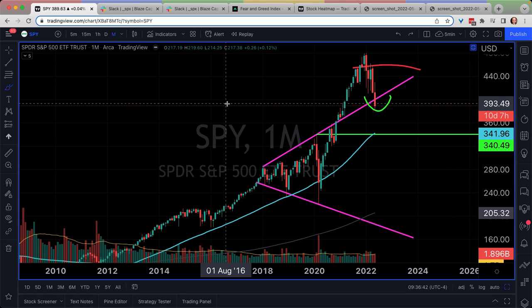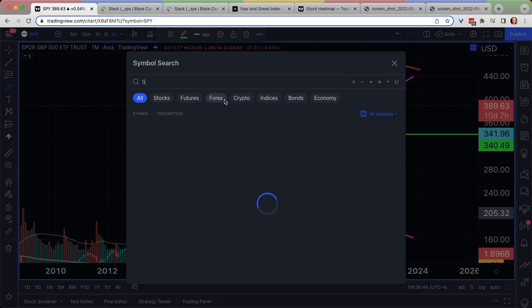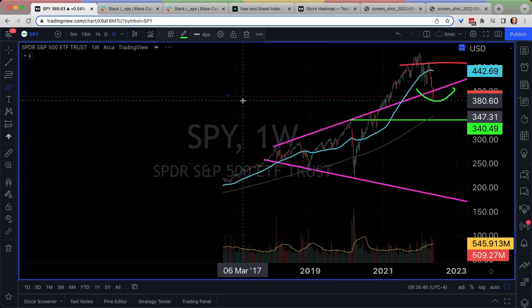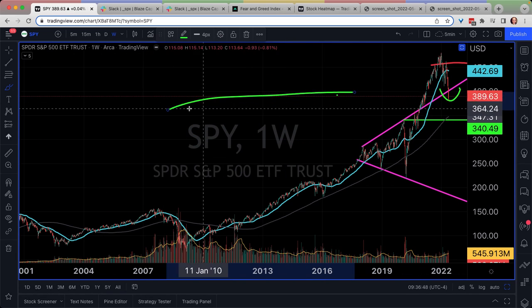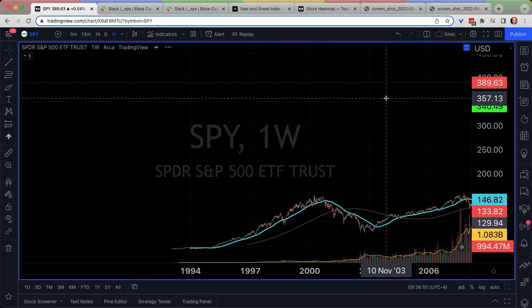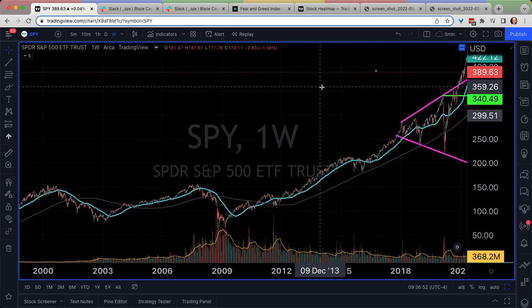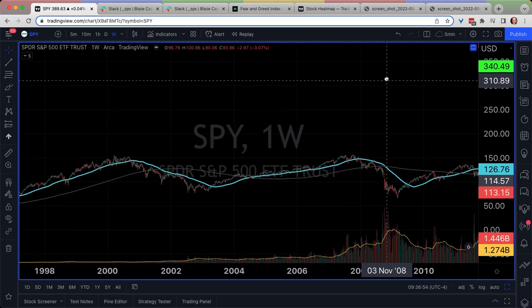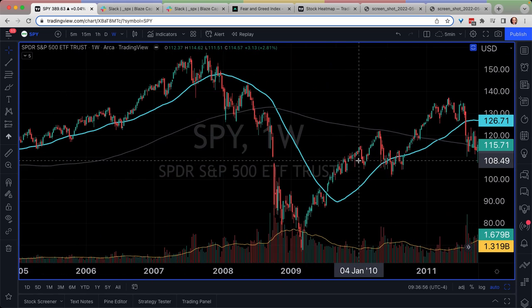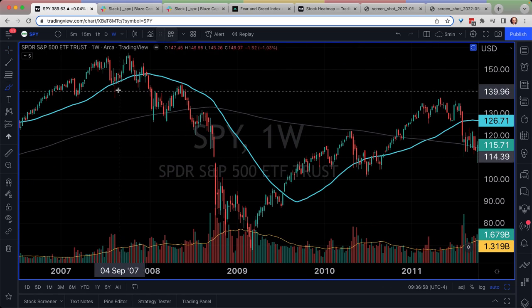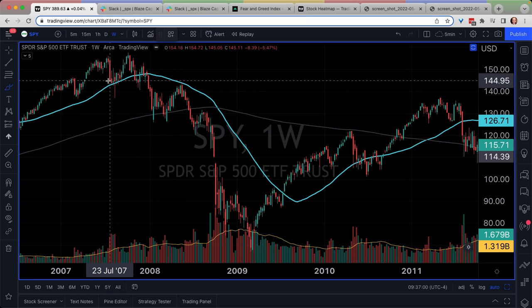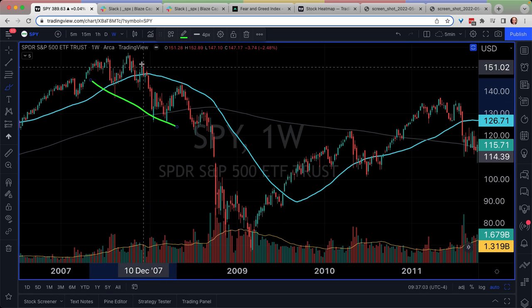So again, now let's go back to 2008. No, I don't have it on this chart either. All right, well, I'm just going to wing it here. So again, we had our falling wedge pattern, which is right here. We got our falling wedge right here.